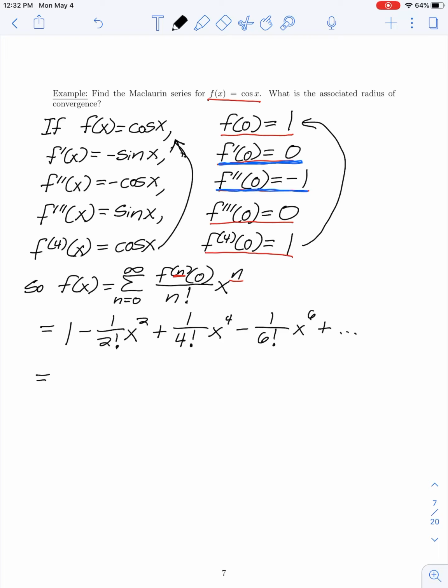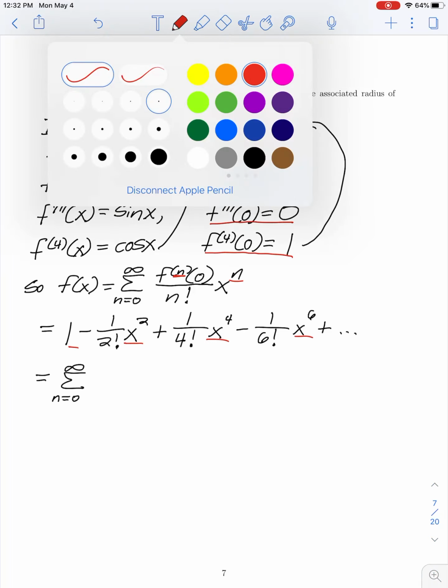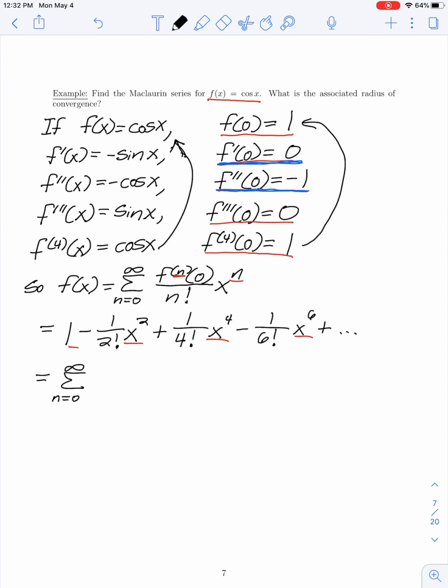So let's see if we can express this using sigma notation, say as the sum from n equals 0 to infinity. Again, let's start maybe with the power of x here. We notice that the only powers of x which are appearing are the even powers. That is x to the 0th or 1, x squared, x to the 4th, x to the 6th, and so on. So any even power of x can be described as x to the 2n, where n is some integer.